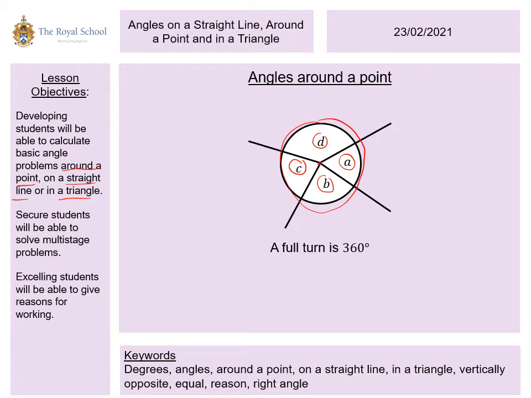Now, giving reasons, we'll go through as we cover these questions, but essentially giving reasons is not the same as giving a calculation for your working out. So if I was to say that A plus B plus C plus D equals 360, that would not be a reason for the working out. The reason would be because angles around a point equal 360. So we've got to measure the difference there. Reasoning is not quite the same as showing our working out. So we'll have a look at those in some upcoming questions.